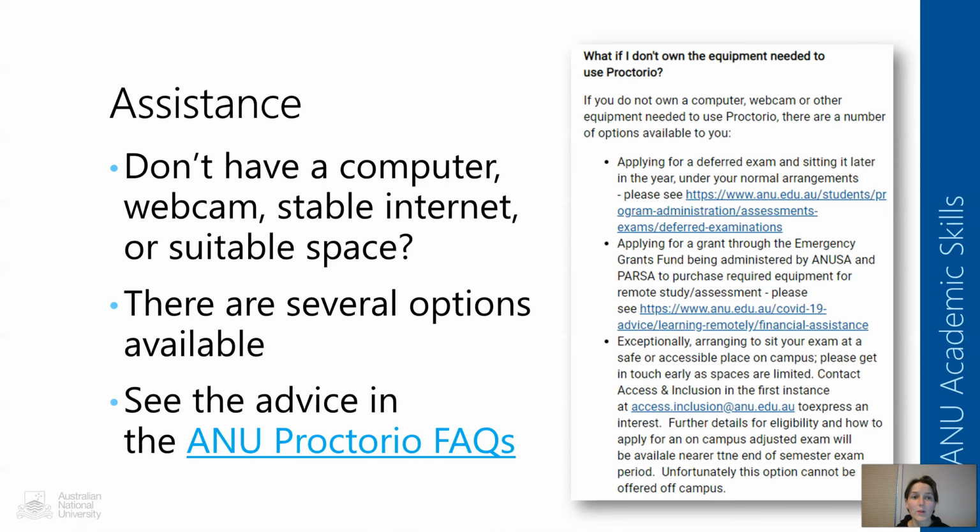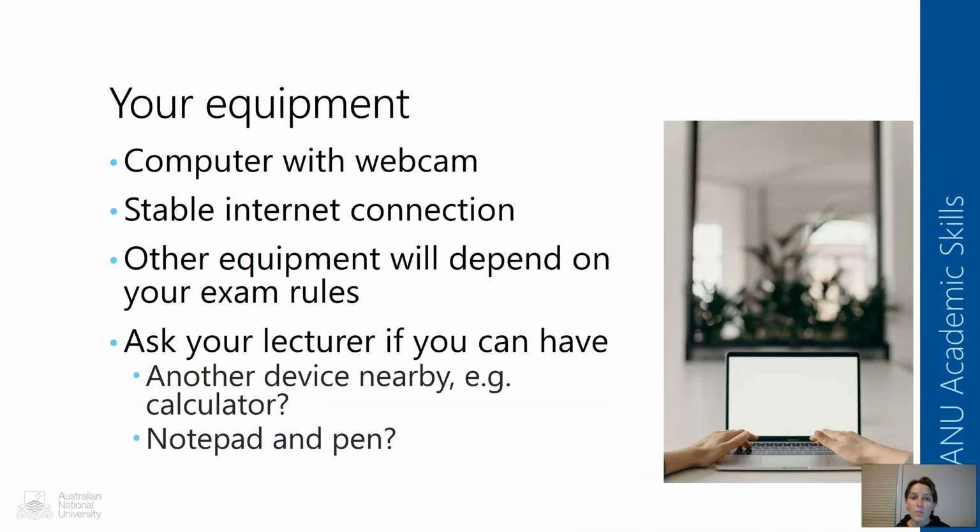So setting up involves thinking about what kind of equipment you have, and if you don't have a computer or a stable internet connection or a suitable space, for instance, there are several options available. So take a look in the ANU Proctorio FAQs, and the advice will be relevant there. Your equipment will need to have a computer with a webcam, a stable internet connection, and other equipment will depend on your exam rules.